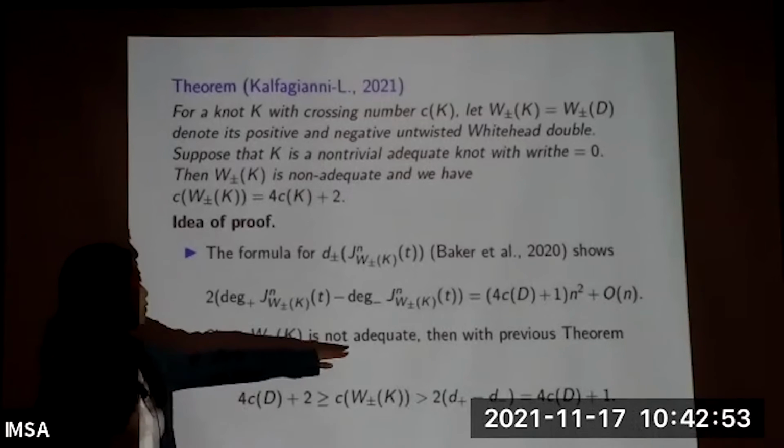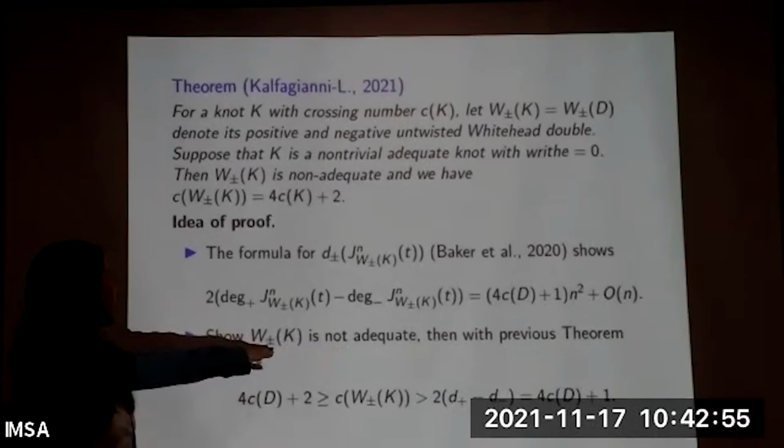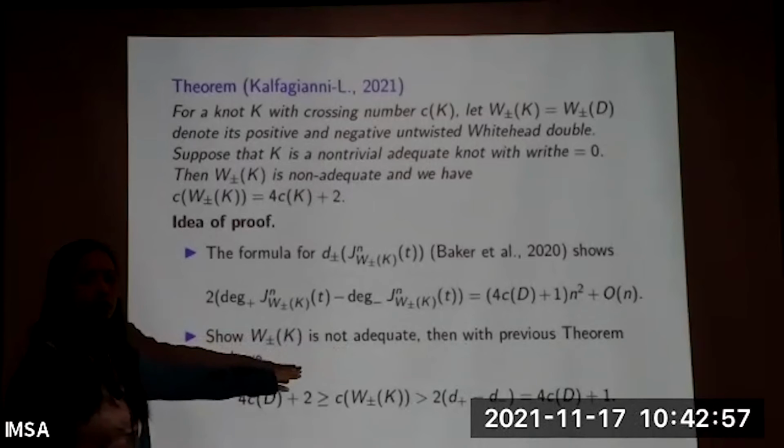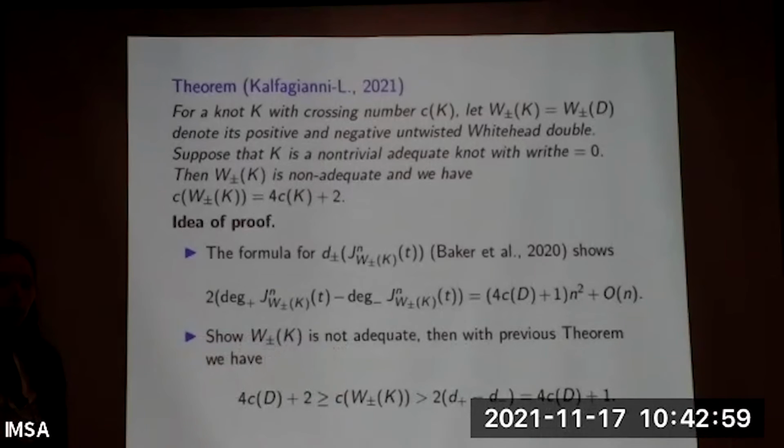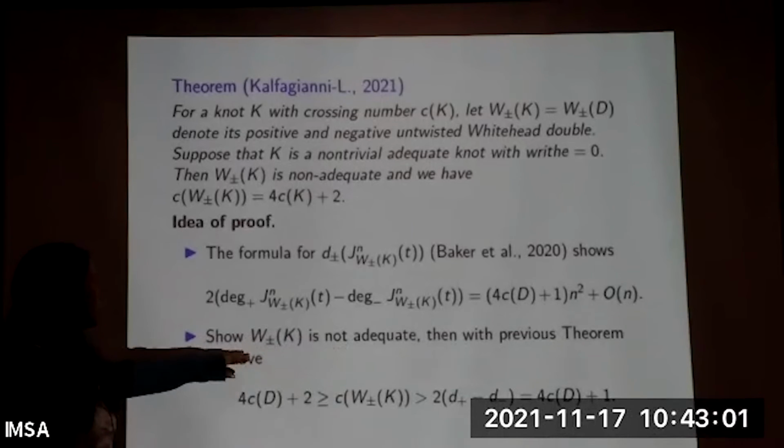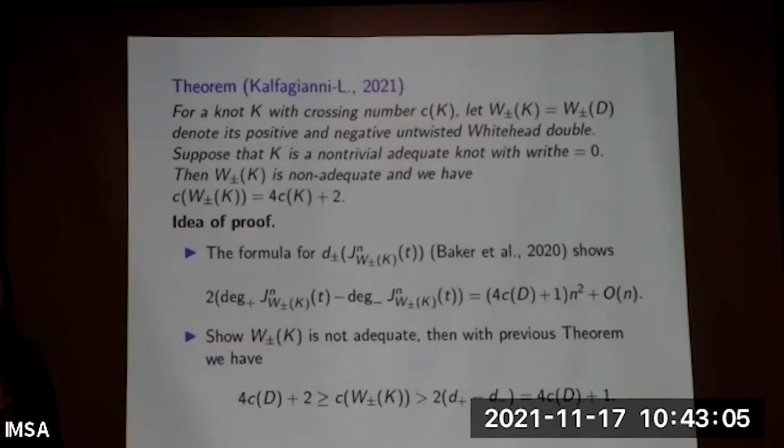So if there's anything to be improved here, being able to show that something's not adequate is very interesting. K itself is adequate, but it's not easy to tell whether the double is adequate or not. And that was the thing that we did a lot of work on, maybe could be done better.